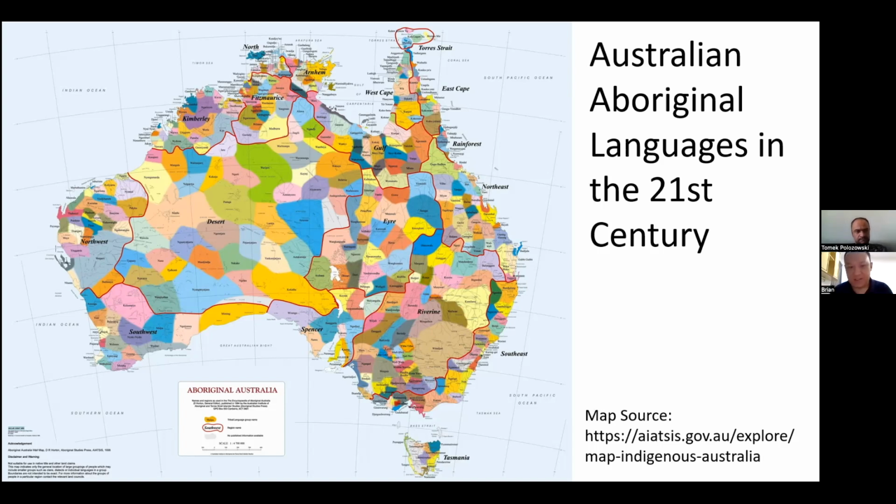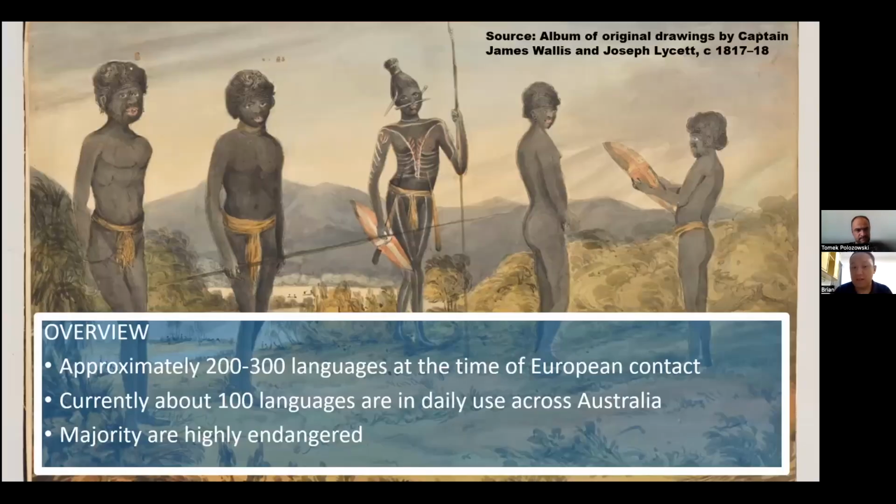Okay, so first things first, how many languages were spoken in Australia? That's a very controversial subject as well. This is an excellent map, check out iatsis.gov.au. It's got a map of all the languages. Sometimes it's a bit blurred which is a language and which is a dialect, for example. There were approximately 200 to 300 languages at the time of European contact. So when the first Europeans arrived, between 200 and 300 languages. Some classify as many as 500, depending on what's a language and what's a dialect. That's always the eternal question.